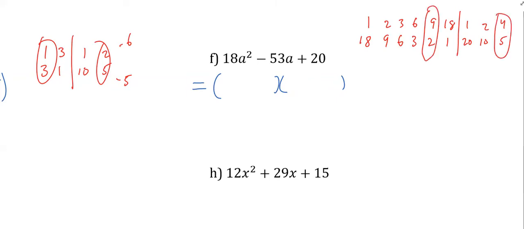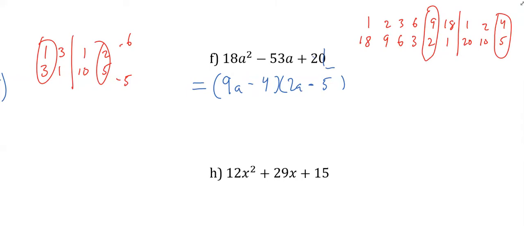9 times 5 is 45. 2 times 4 is 8. 45 and 8 is 53. So 9a and 4 and 2a and 5. And they're both negative because negative 4 times negative 5 is positive 20. But then negative 45 minus 8 is negative 53. That's a hard one. You won't usually get them that big.